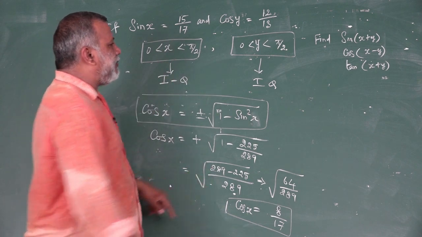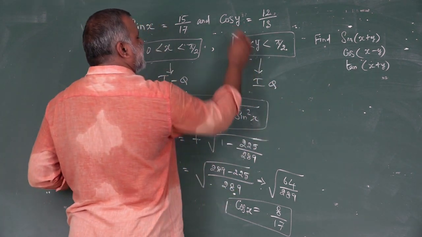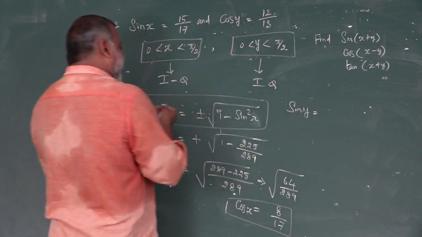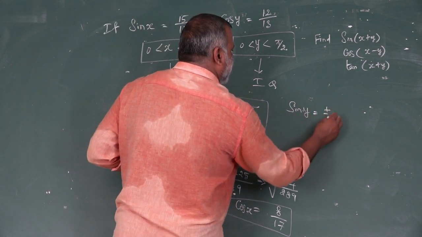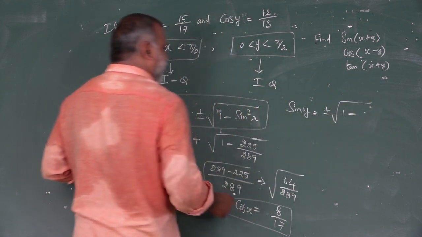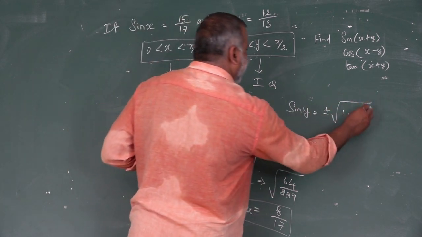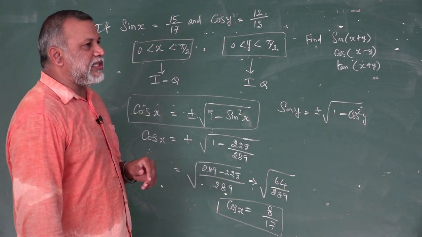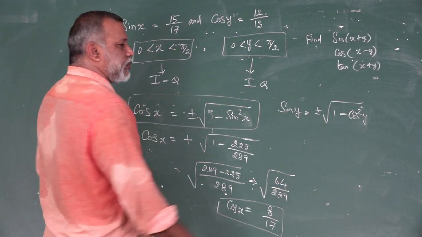In the same way, now listen, cos y is given, so I am going to find sin y. Same idea once again: sin y equal to plus or minus square root of 1 minus cos squared y.